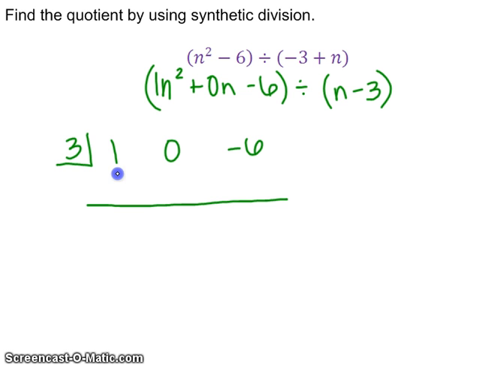In synthetic division, we bring down the 1 first. And this number gets multiplied by the number in the box. So 1 times 3 is 3. Then we're going to add this next column. So 0 plus 3 is 3. 3 times the number in the box, so 3 times 3 is 9. Negative 6 plus 9, that's another 3.